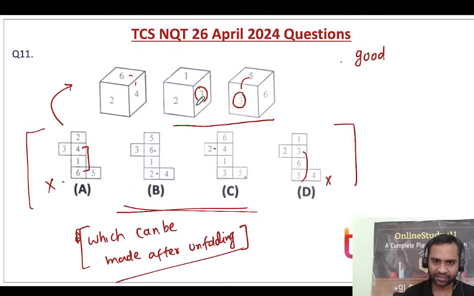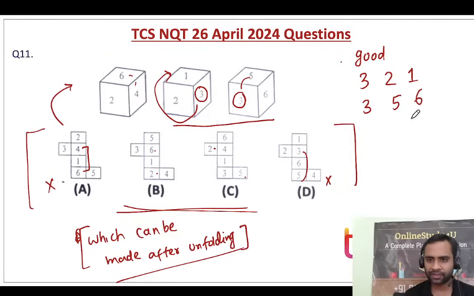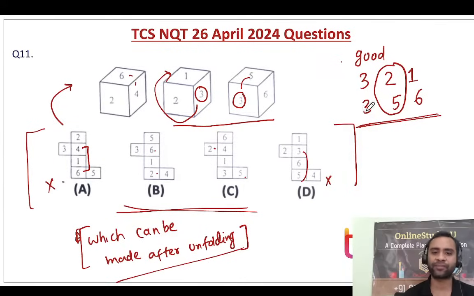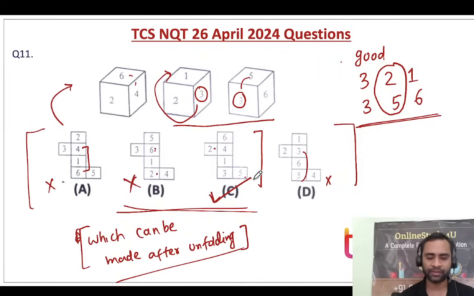So common number is 3 here, and then go into clockwise. So 3, 2, 1. Here also 3, 5, 6. Okay. Now, you can see the opposite of 2 is 5. That means in this diagram, the opposite of 2 is 5. Here the opposite of 2 is 6. So this will become wrong, right? So the answer will become option C.